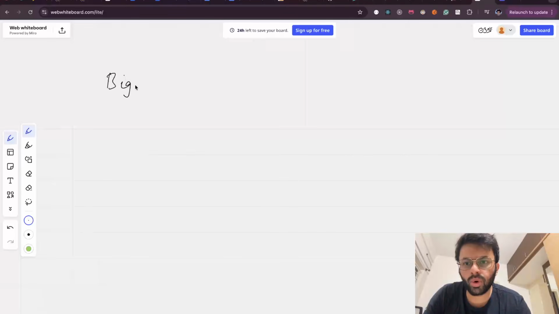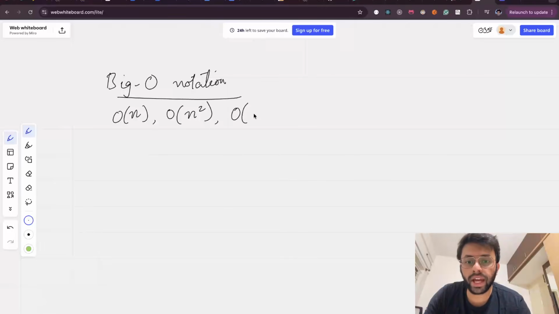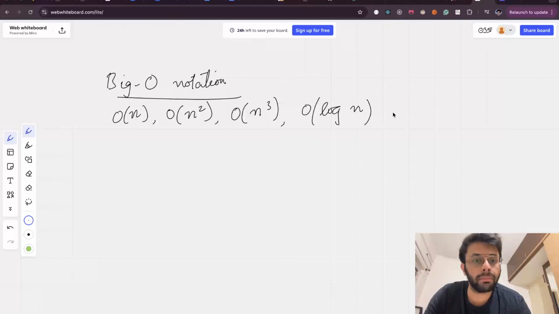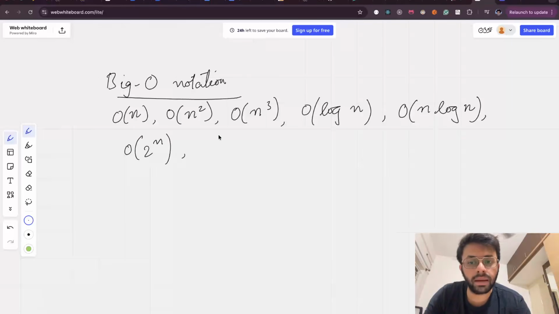Big O notation. Some examples: big O of n, this is a time complexity; big O of n square, this is a time complexity; big O of n cube, this is a time complexity; big O of log n, this is a time complexity; big O of n log n, this is a time complexity; then big O of 2 power n, this is a time complexity; big O of root n, this is a time complexity.